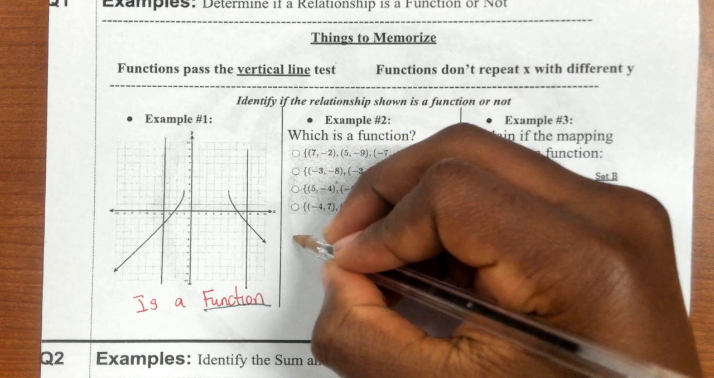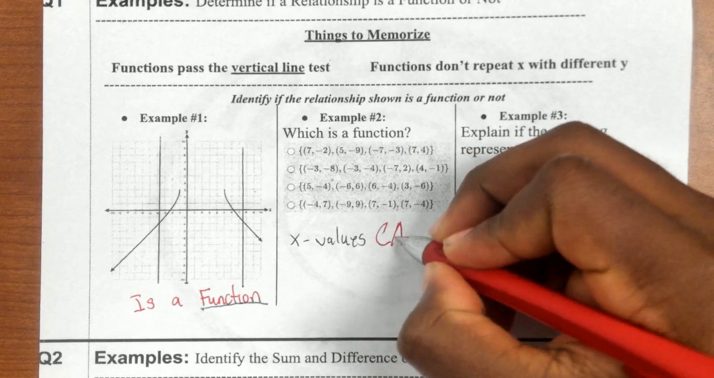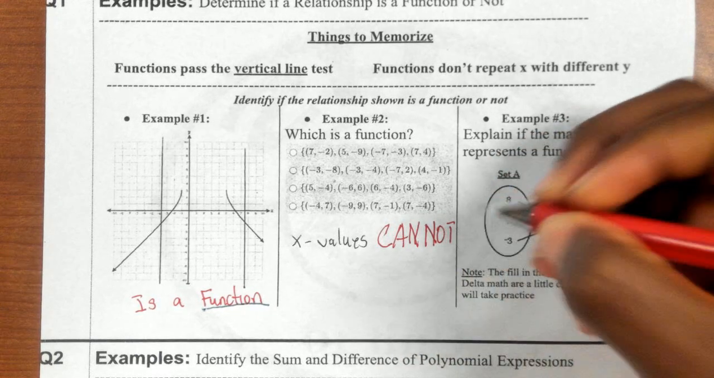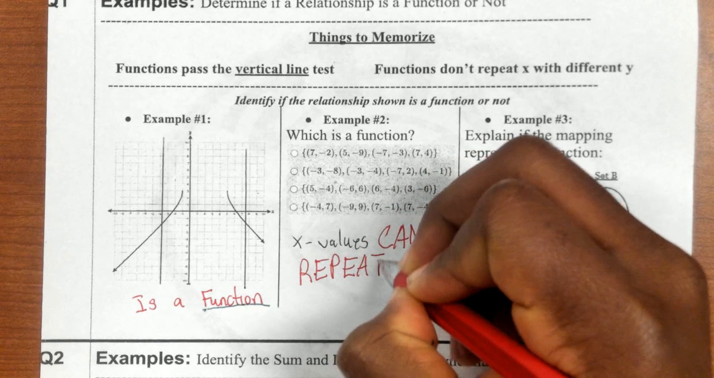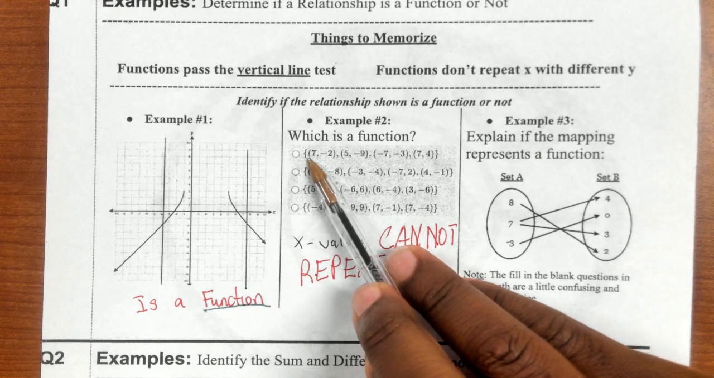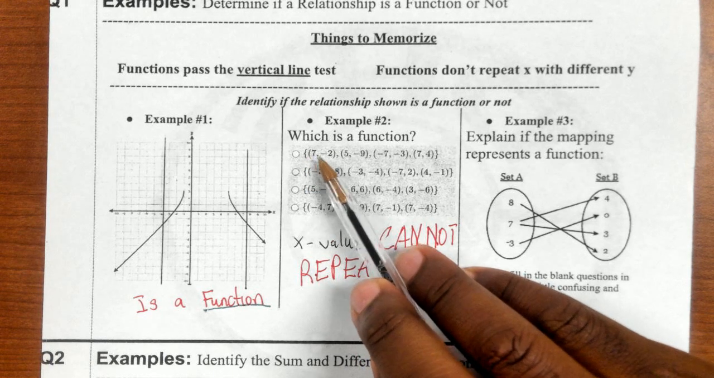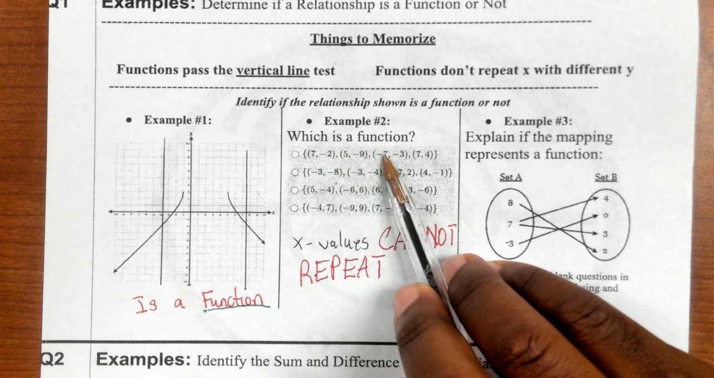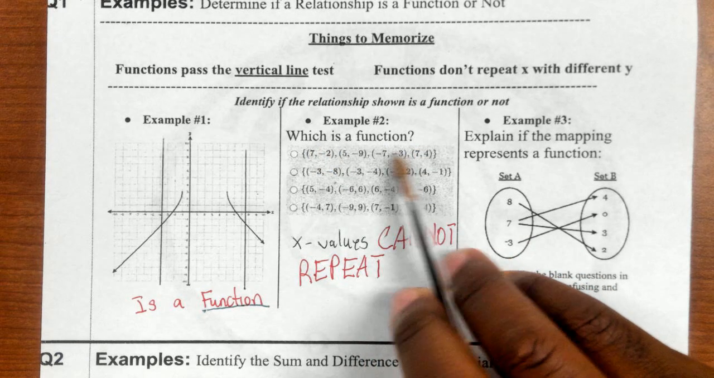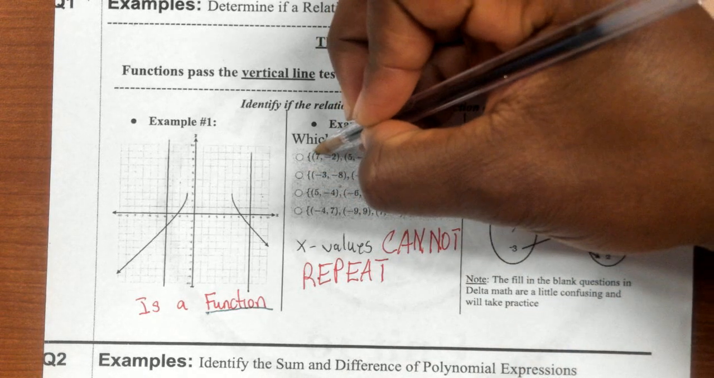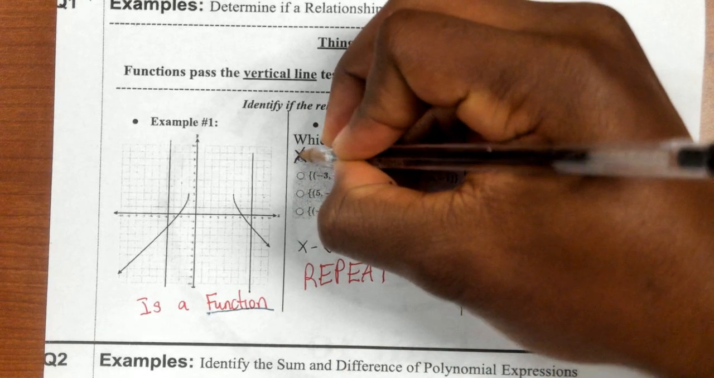So again, whenever you have ordered pairs, x values cannot repeat. When I look at these ordered pairs, I'm going to look at the x values, and if they repeat, that means it's not a function. In this ordered pair, I see a 7 for the x, a 5, a -7, and another 7. Because the 7s repeat, would this be a function? No, it's not a function.